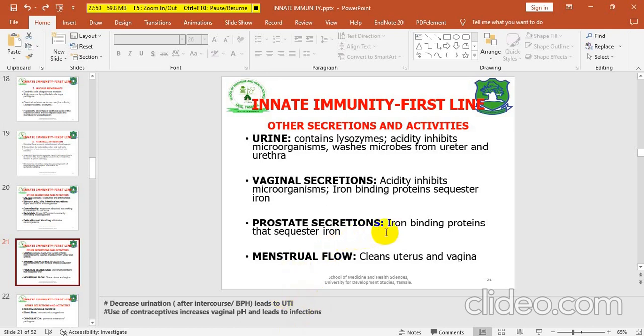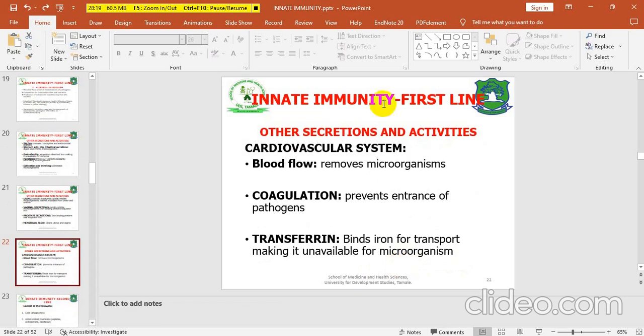Prostate secretions. The prostate in grown-up men produces secretions which have properties of binding to iron and preventing microorganisms from feeding on the iron. The menstrual flow cleanses the womb and the vagina. So when you are having menses, it is also clearing your womb and your vagina, and protecting you from organisms. In the cardiovascular system, when the blood flows, it removes microorganisms.